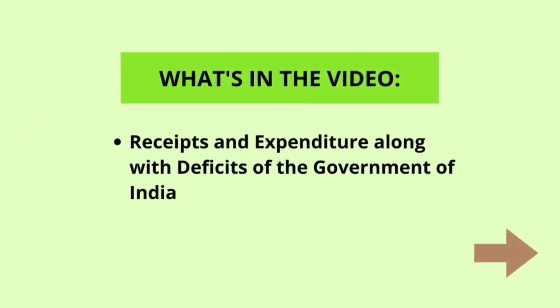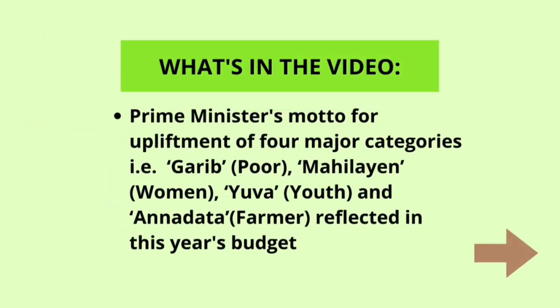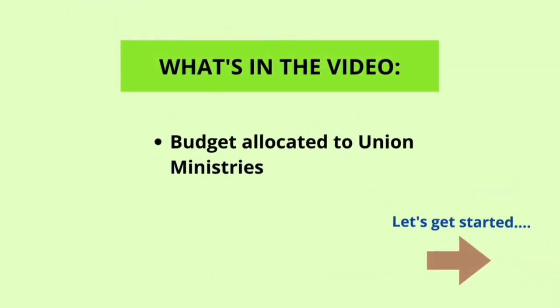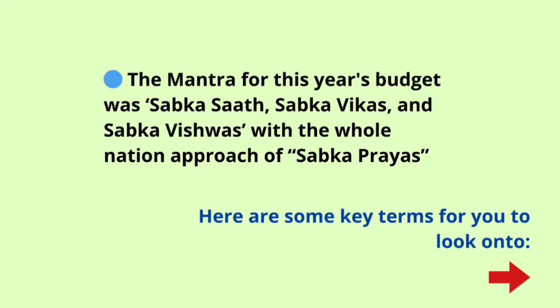In this video, you will find receipts and expenditures along with deficits of Government of India, Prime Minister's motto for upliftment of four major categories: GYAN, Garib, Mahila, Yuva and Annadata, the acronym which stole the highlight in this interim budget, and also the budget allocated to union ministries. Let's get started. The mantra for this year's budget was Sabka Saath, Sabka Vikas and Sabka Vishwas, with the whole nation approach of Sabka Prayas. But before we begin diving into the details, here are some key terms for you to look onto.